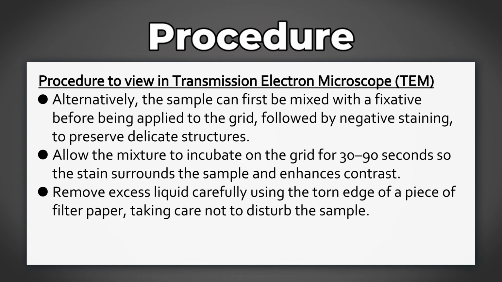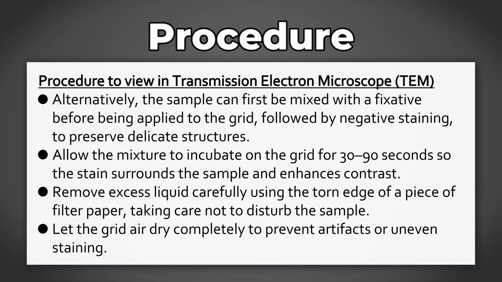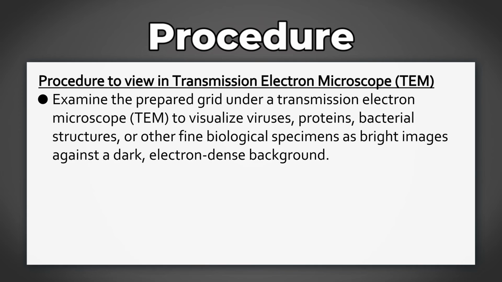Remove excess liquid carefully, using the torn edge of a piece of filter paper, taking care not to disturb the sample. Let the grid air dry completely to prevent artifacts or uneven staining. Examine the prepared grid under a transmission electron microscope to visualize viruses, proteins, bacterial structures, or other fine biological specimens as bright images against a dark, electron-dense background.